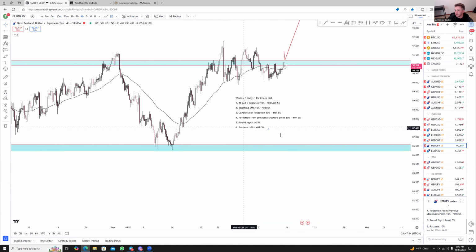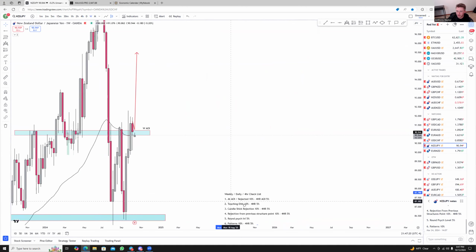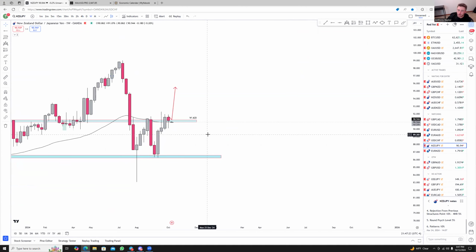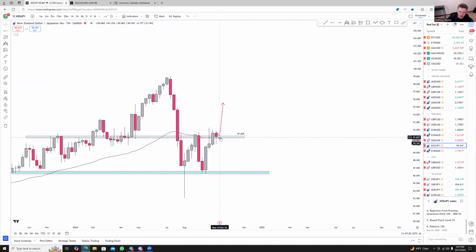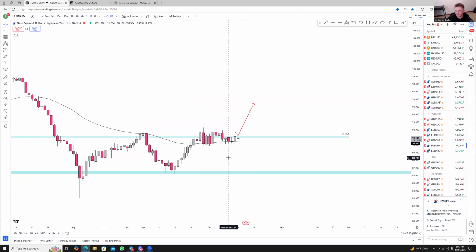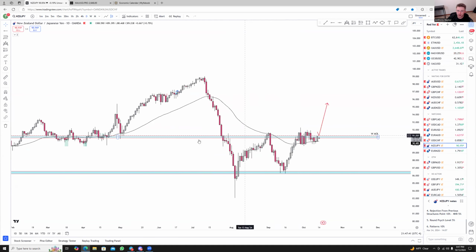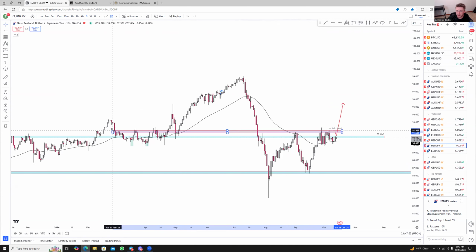NZD JPY, same thing. Just waiting for it to get above. Weekly is bullish. Here's a weekly area of interest. 1, 2, 3, 4. Weekly EMA. Daily EMA. You can count this as a daily zone as well. 1, 2, 3, 4, if you wanted to. You could easily go like that. That's a daily zone right there. If you wanted, you could push this all the way back and count those even, like that.